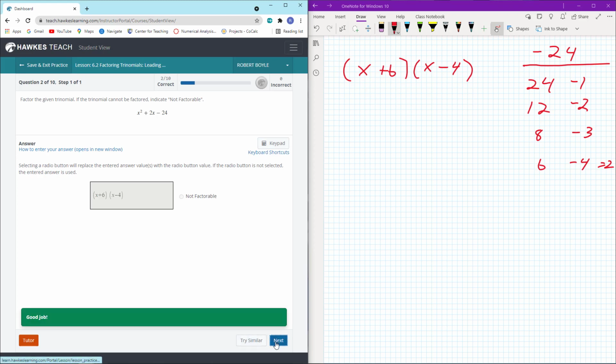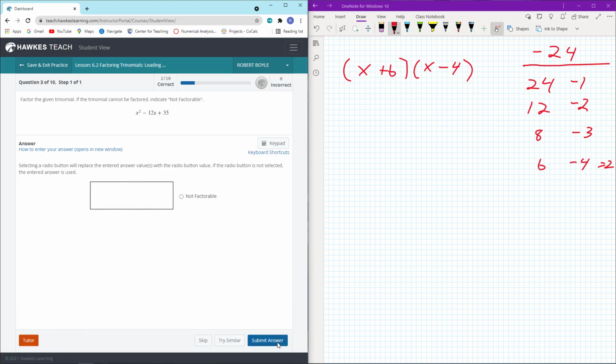And there you go. Okay, this one, we have a positive C, but a negative B. So since the C is positive, the factors must have the same sign, and since B is negative, that sign must be negative. So this is going to be a trinomial of the form x minus something times x minus something else. And they need to be negative factors of 35 that sum to negative 12.